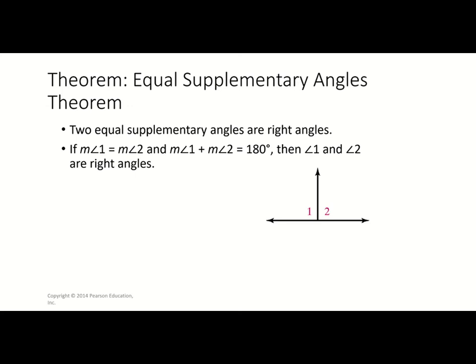Right, the last theorem that we're going to look at today in section 2.7 is the equal supplementary angles theorem. And basically, if you have two equal supplementary angles, they're going to be 90-degree angles. So two equal supplementary angles are always right angles. If you have two angles that are supplementary and the two angles are equal to each other, then they have to be equal to 90 degrees. So they have to be right angles. That's really what the equal supplementary angles theorem is saying.